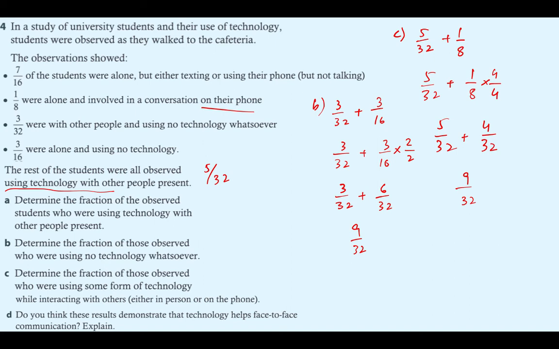Now part D, do you think these results demonstrate that technology helps face-to-face communication? Explain. So this is just an individual response answer. It doesn't need any mathematical calculations, but you can observe from the data that 1/8 of people are using their phone for conversation, and even 7 out of 16 are also using for text, or just using their phone but they were not talking. So still we can say that if they are texting, they are communicating. So we can say that no, this is not a much fraction of that. So you may disagree with my answer because this is just an individual response.